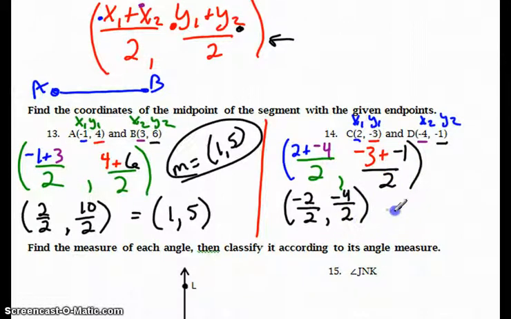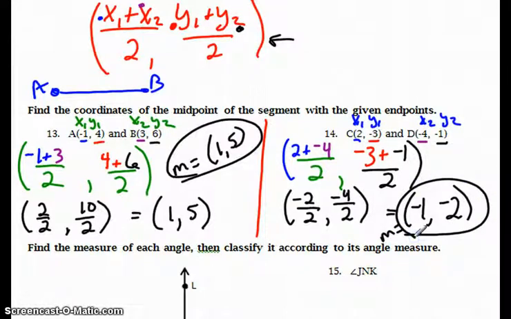So negative 2 over 2 is negative 1. And negative 4 over 2 is negative 2. So the midpoint, let's call it M, of segment CD is the point negative 1, negative 2. So those are the solutions to number 14, 13, 12, and 11.